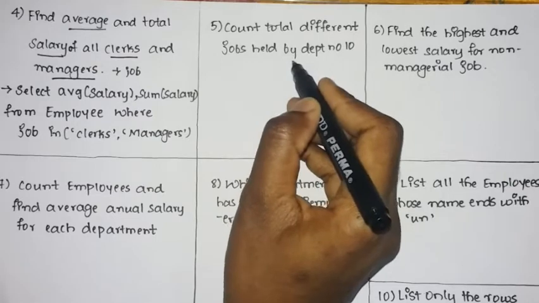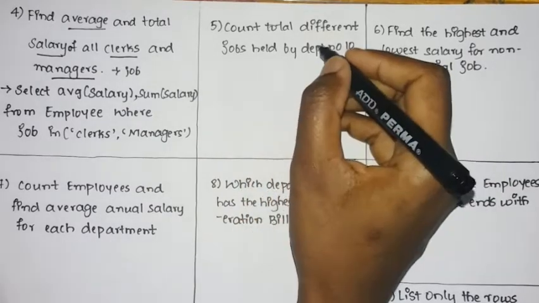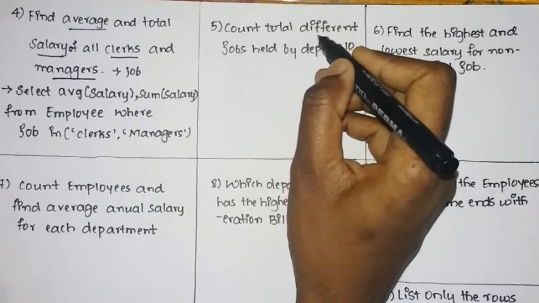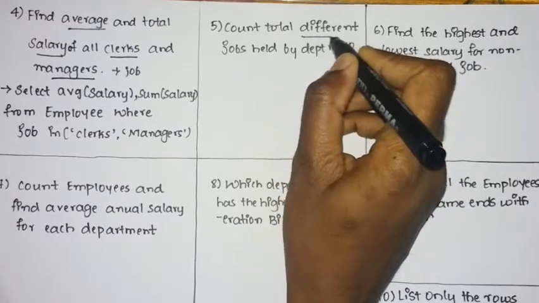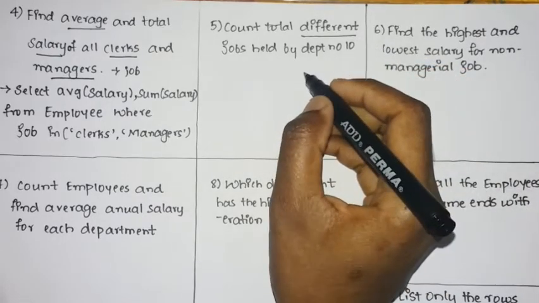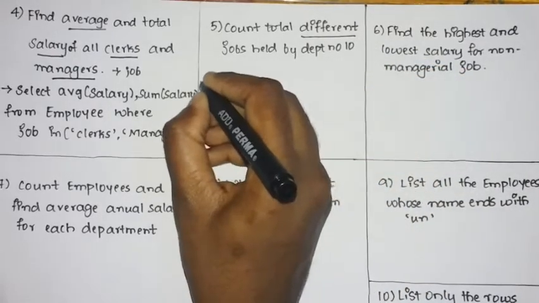Similarly we shall see the next question, that is, you need to count the total different jobs that are held by department number 10. In the earlier video we have seen how to find the unique. Unique is nothing but different. So to find the unique salary or the distinct salary, you have a keyword distinct. You need to use the keyword distinct for this.